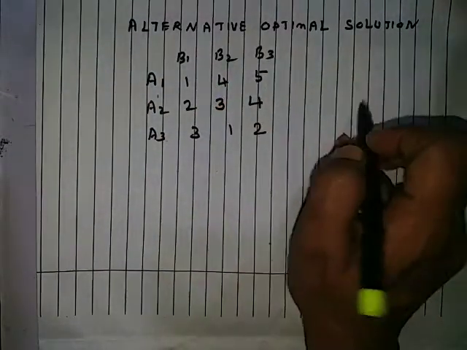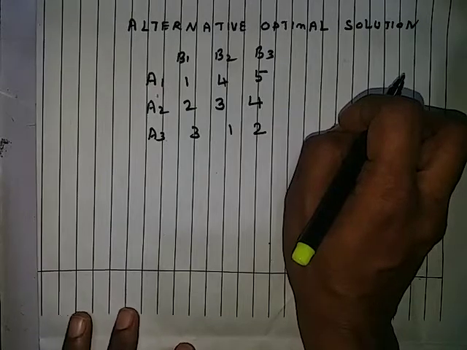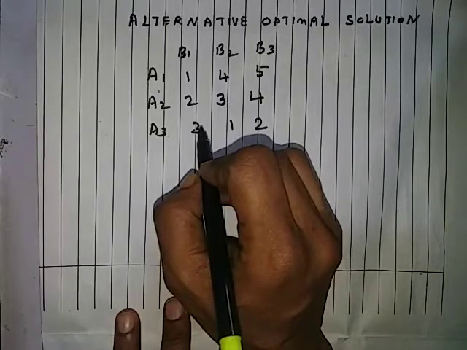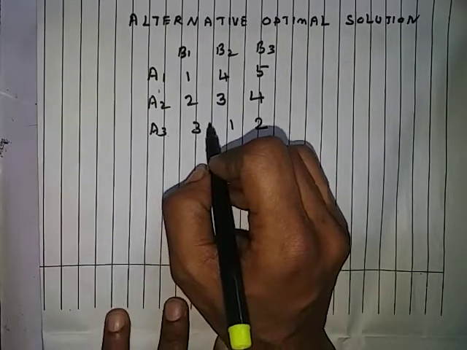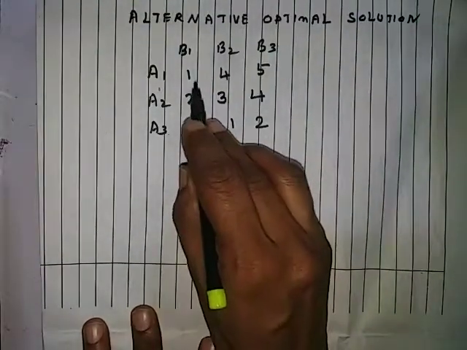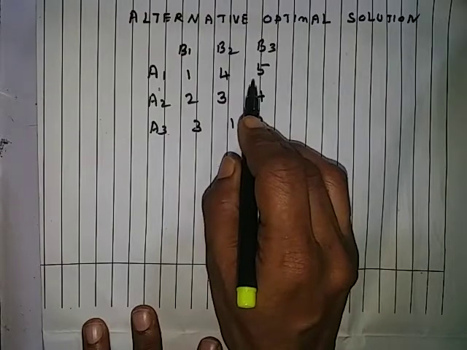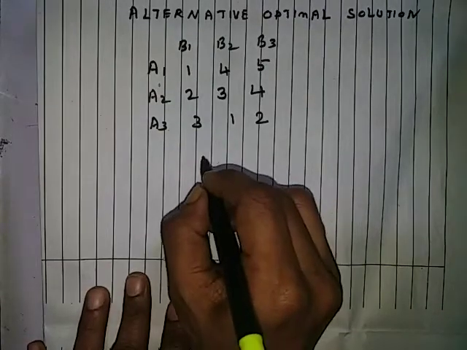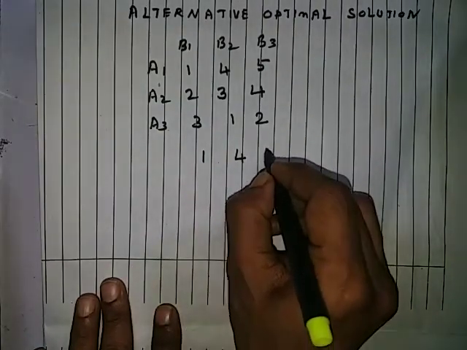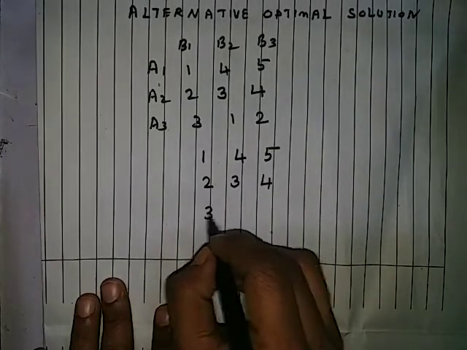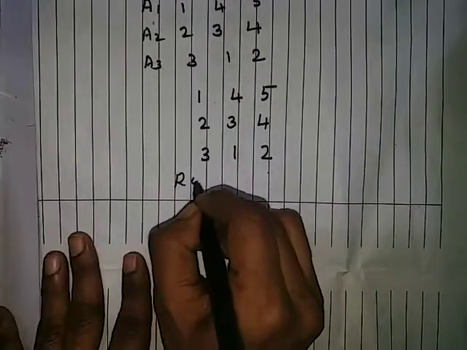Alternative optimal solution. Here you will get an extra optimal solution too. Let us understand this using an example. Here A1, A2, A3, B1, B2, B3. The matrix is 4, 5, 5, 4, 5, 1, 4, 5, 2, 3, 4, 3, 1, 2. The steps are similar. This is the matrix. First step is row minimization.